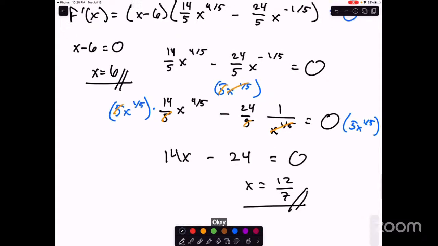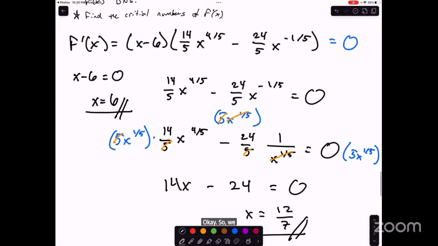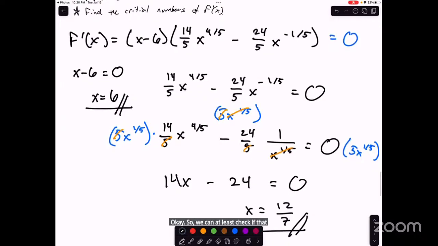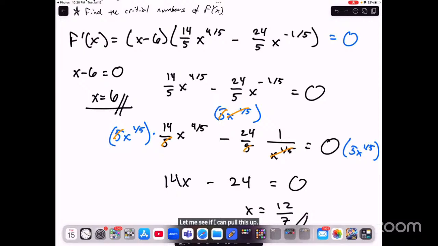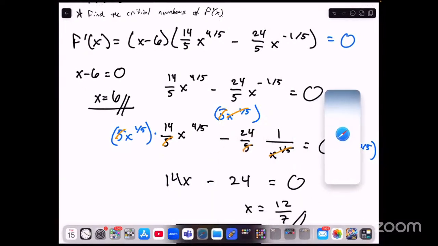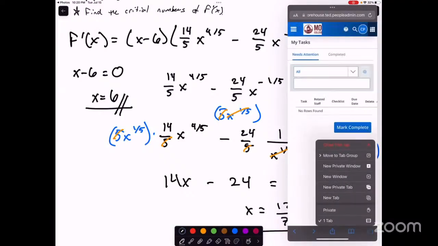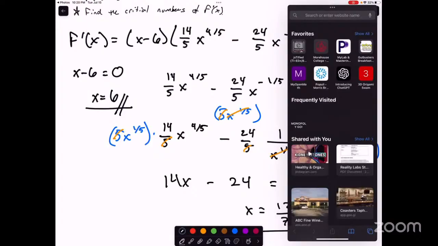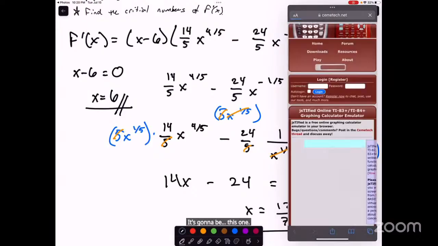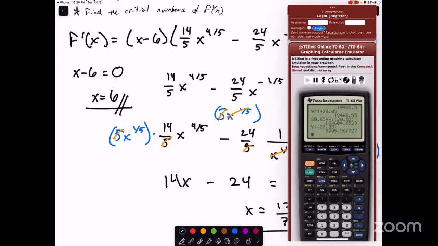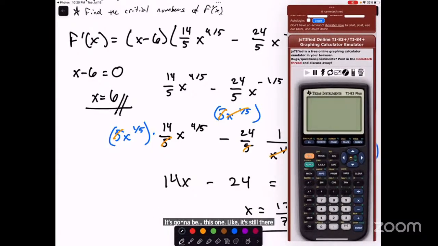Okay. So we can at least check if that actually gives us our 0. Let me see if I can pull this up. So then, like here. Okay, let's close these tabs. It's going to be this one. It's still there. Reload and refresh.